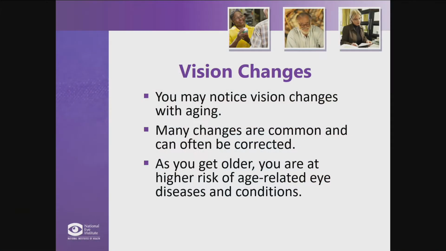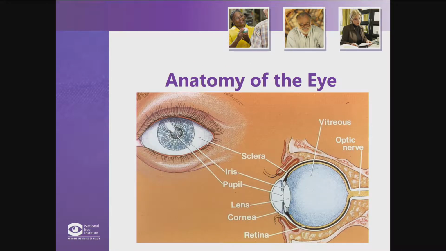I wanted to start with some information, and then we'll get into more disease processes in a moment. But as we age, we do notice changes in our vision. Many of them are common, and many can be corrected. So we'll talk about things we can do that make transitions a little bit easier and hopefully maintain vision for longer time periods. But we are at higher risk for disease processes, and that's what we'll also be covering.